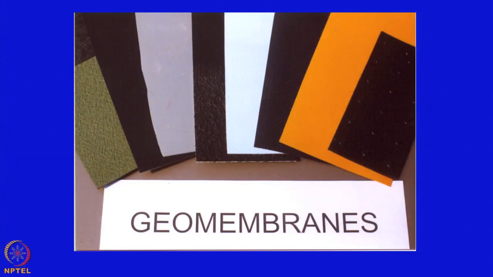So you can develop any kind of geomembrane material, either smooth on both sides, or one side rough and another side smooth, depending upon the type of application. Wherever you require the mobilization of good friction between the soil and the geomembrane, you can use the rough geomembrane material. So these are all impermeable materials.